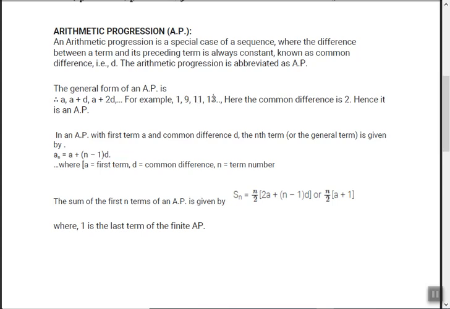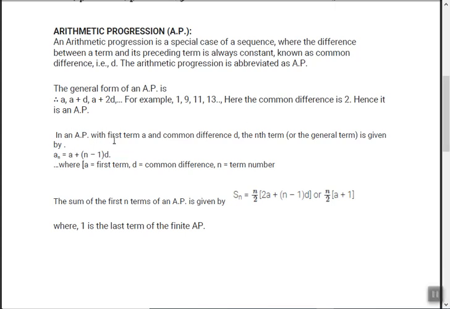Then 2D, 9 plus 2 into 2, that is 13, the third term, right? Forget this one, it is of no use. So the common difference is 2, hence it is an AP.